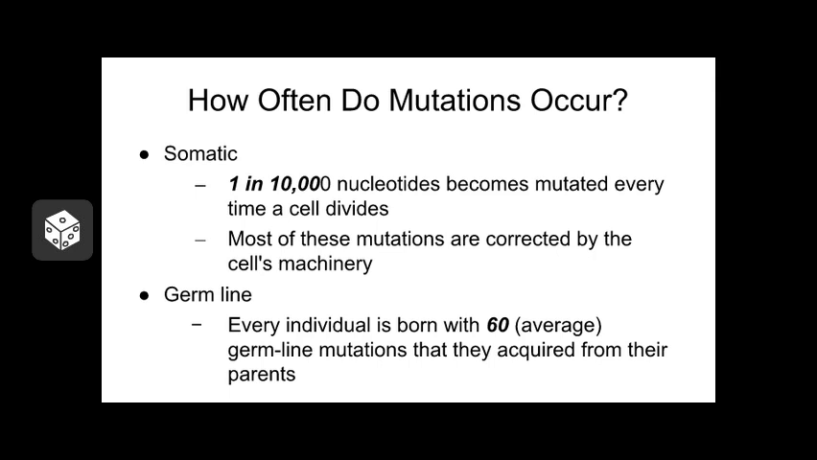Scientists also estimate that every single human being is born on average with 60 germline mutations. So those are mutations that occurred in the sperm cells and the egg cells that conceived each of us. And so in a sense, we are all mutants. Not in the cool X-Men kind of way, but in more of the realistic scientific kind of way.